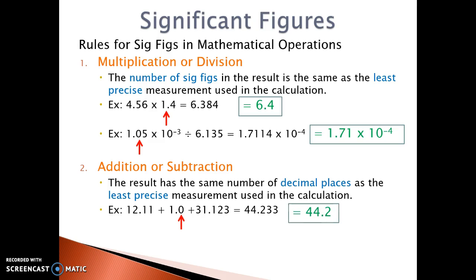If you were applying the rules of multiplication and division, you would still be limited by that second measurement, but you might think that the answer should be only 44. But again, addition and subtraction, you go by decimal places. Let's look at a second example. If we have 21 minus 13.8, we are limited by the 21, which is measured to the ones place. Therefore, our answer can only be measured to the ones place, and this should be rounded to 7.